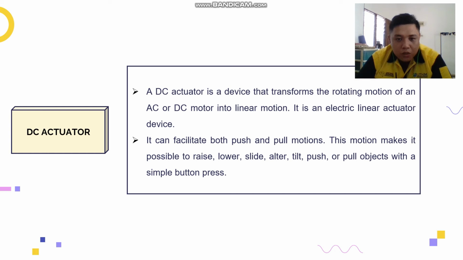Okay, the DC actuator is a device that transforms the rotating motion of a direct current, or DC, motor into linear motion. It is an electric linear actuator device, so it can facilitate both push and pull motion. This motion makes it possible to raise and lower a slide, or push or pull an object, with a simple button press.